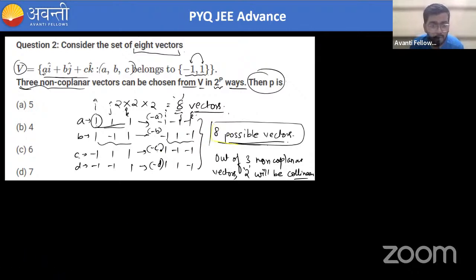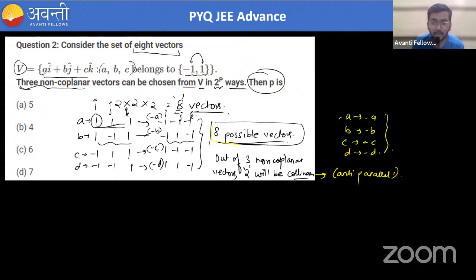So these are all the possibilities of the vectors A, B, C, D, and minus A, minus B, minus C, minus D. We have given names to A, B, C, D. So out of 3 non-coplanar vectors, 2 will be collinear, right? Or for collinear, you can say anti-parallel. Why are they anti-parallel? Because for A we have minus A, for B we have minus B, for C we have minus C, for D we have minus D, right?